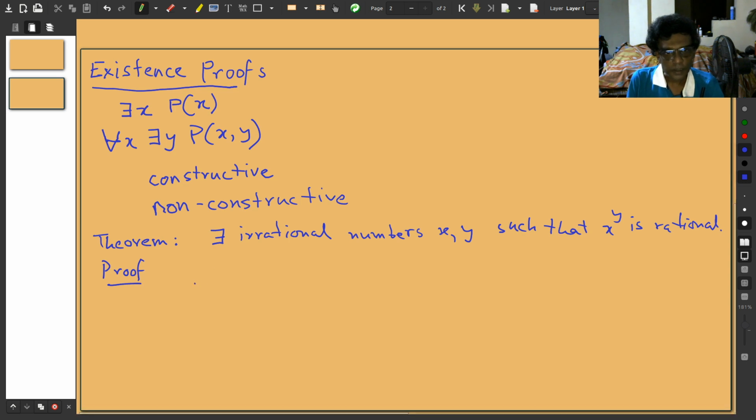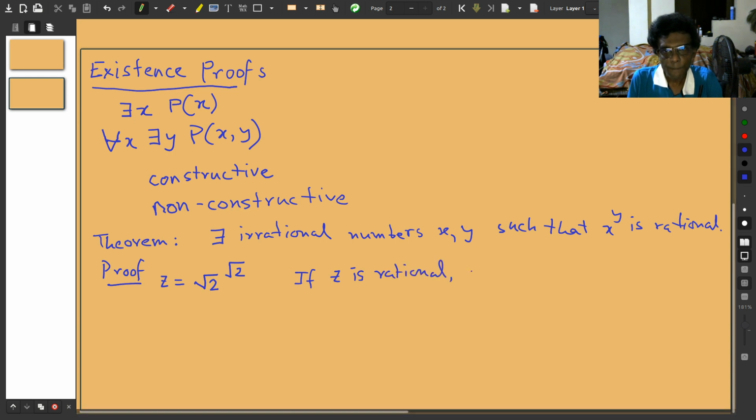Consider this quantity, root 2 power root 2. I do not know whether this is rational or irrational. So, I consider two cases. If I call it z, root 2 is irrational, we know, but I will actually give you a proof. So, root 2 is irrational. And now, if z is rational, we are done.